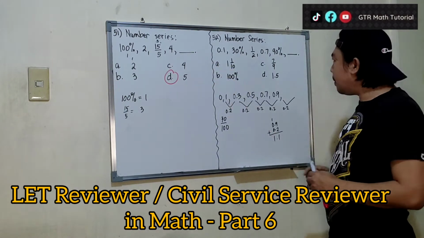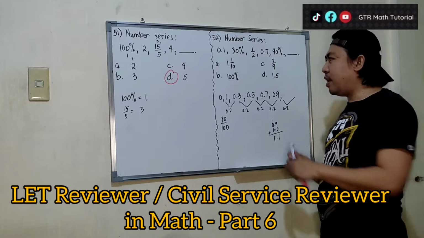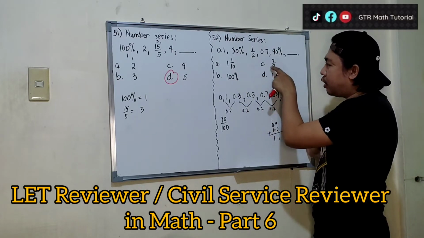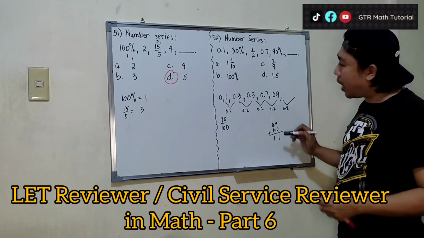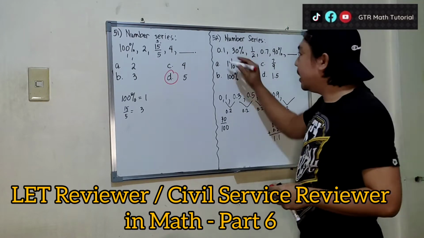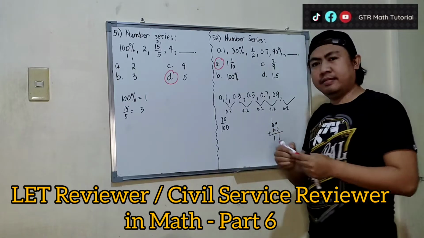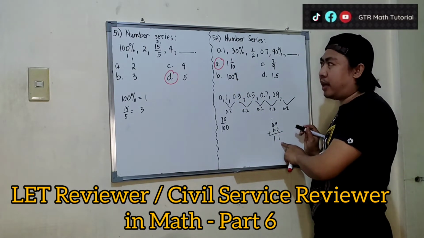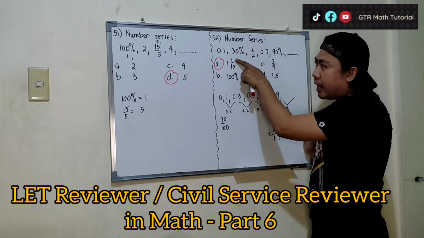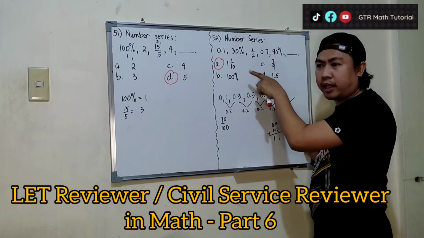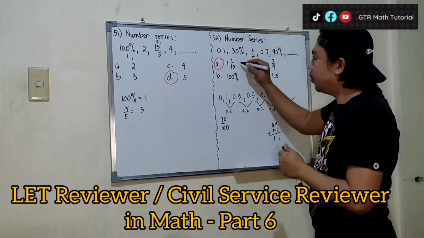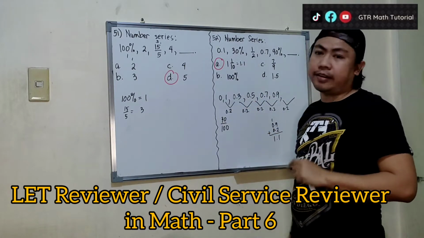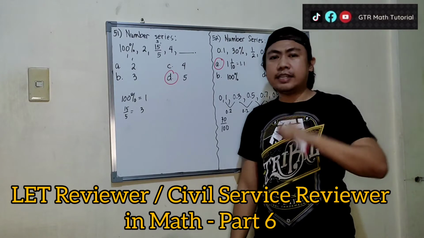Kaso sa choices, wala na ng 1.1. So, walang 1.1 sa choices. 1 and 1/10, 100%, 7 over 9, and 1/5. So, yung 1.1, ang katumbas niya is itong letter A. Okay, so 1 and 1/10, so that is equal to 1.1. Okay, so when we divide 1 divided by 10, that is 0.1. So, this is equal to 1.1. So, the answer is letter A. Okay, so next example.